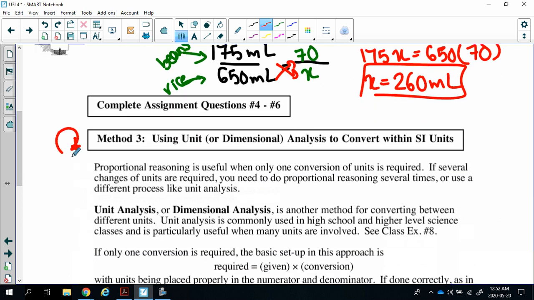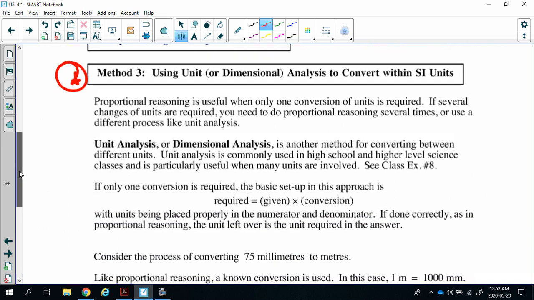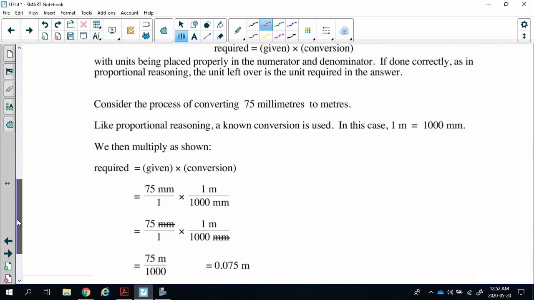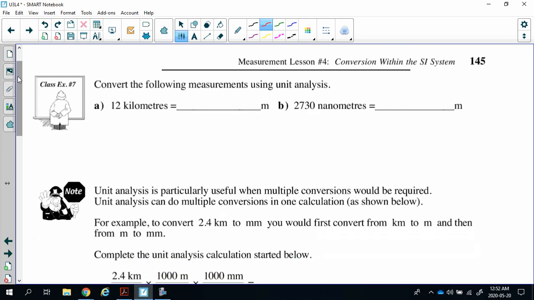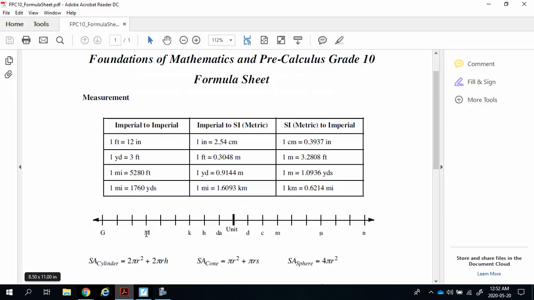Okay, and the last sort of method here is to use unit analysis, which is another method that you're going to be asked to find or use. Unit analysis pretty much means that what you want to do is multiply your value by the conversion rate. So we are being asked to convert from kilometers to meters. So 12 kilometers times.